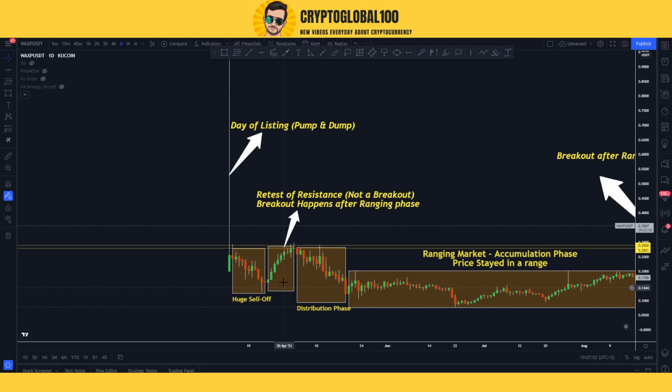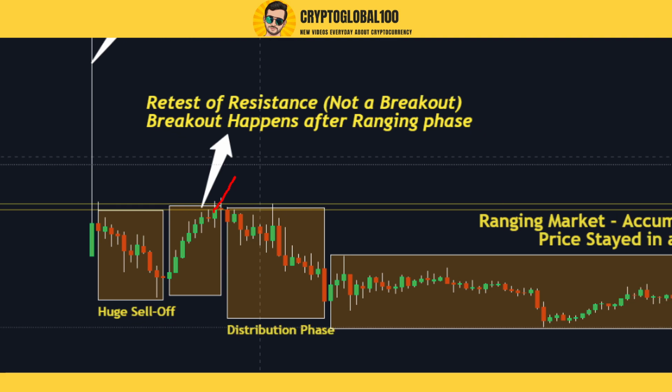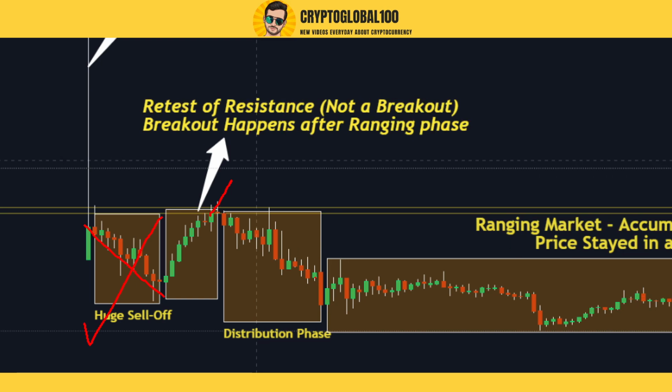What happens afterwards? You can see the retest of the resistance. Most people might be thinking that this could be a breakout, but this is not the breakout. Okay, breakout happens after the accumulation phase or the ranging phase, and this was not the accumulation phase or the ranging phase. This was a sell-off. So after the sell-off, usually what happens is the retest of the resistance. Okay, breakout is only expected after the ranging market. We will come to that later.